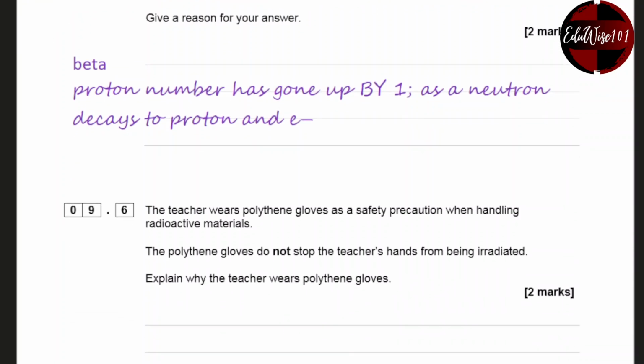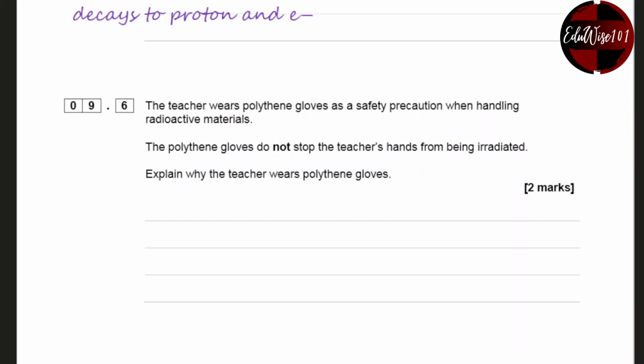Question 9.6. The teacher wears polythene gloves as a safety precaution when handling radioactive materials. The polythene gloves do not stop the teacher's hands from being irradiated, meaning that it might not stop the radiation going through the polythene glove and into the skin. It might stop the alpha particles, but definitely won't stop the beta or the gamma. Explain why the teacher wears the polythene gloves. The main reason is to prevent contamination. What does contamination mean? It is to make sure that you don't get any of the dust particles or any of the radioactive material on your hands.